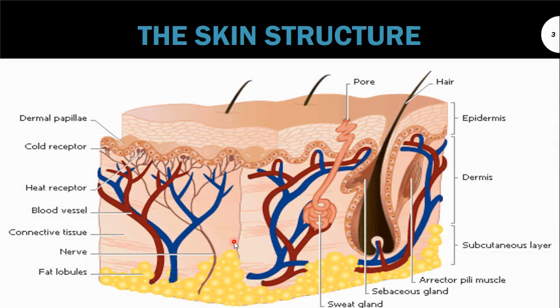Basically, this is the normal structure of skin. Generally, it has three layers: the epidermis, the dermis, and the subcutaneous layer. This is generally how it looks. This is healthy skin.